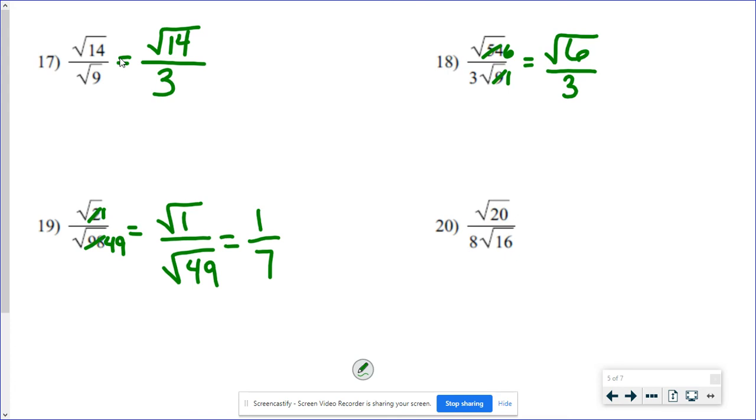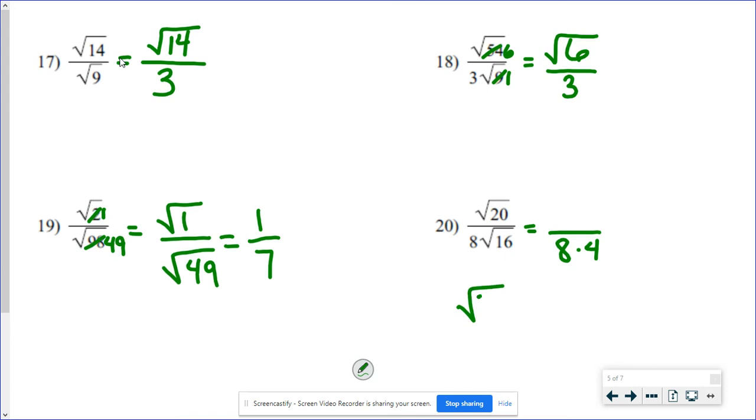20, I wouldn't bother simplifying the 16 and the 20 right now because 16 is a perfect square. And you can, there's other ways to do this problem, but I would start by looking at that denominator and saying that's just going to be 8 times the square root of 16 is just 4. Again, not rad 4, it's just 4.